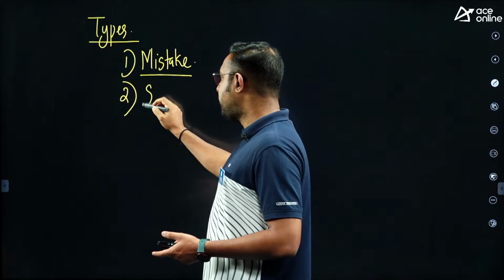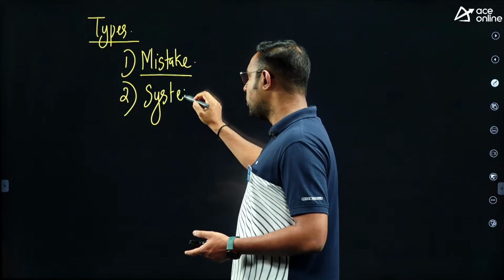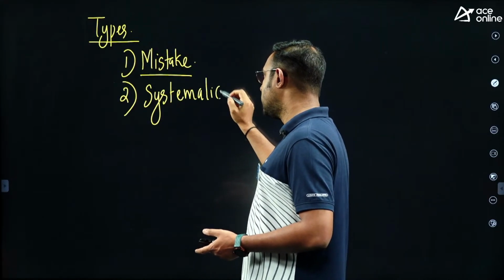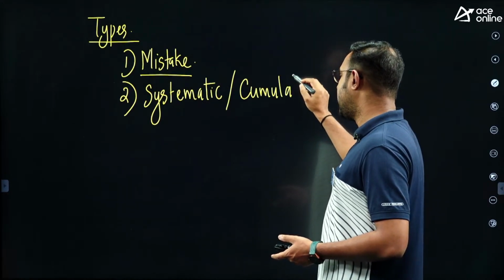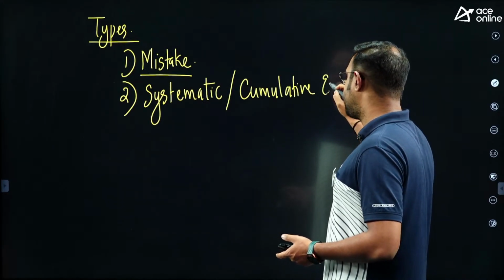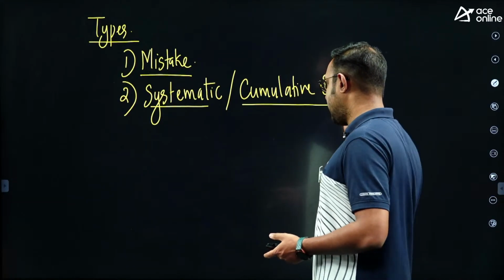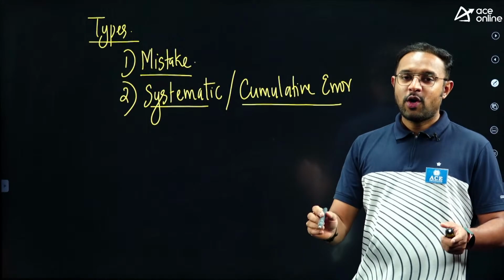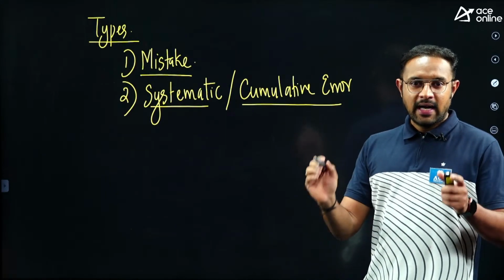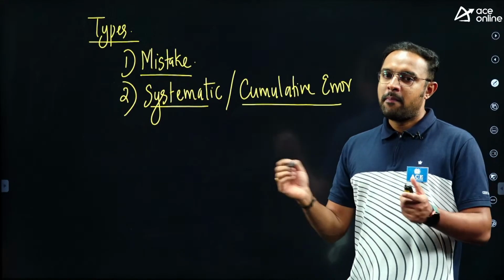The second type of error that we have is called the systematic error, also known as the cumulative errors. As the name indicates, these are always systematic. What do you mean by systematic? The meaning of systematic here is that it is always going to follow a given set of physical laws, which can always be framed mathematically.